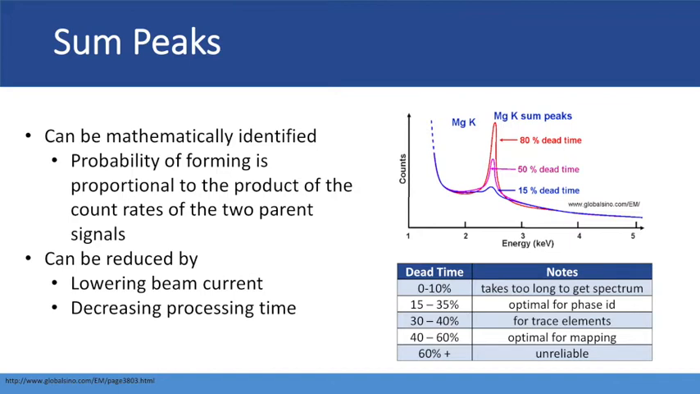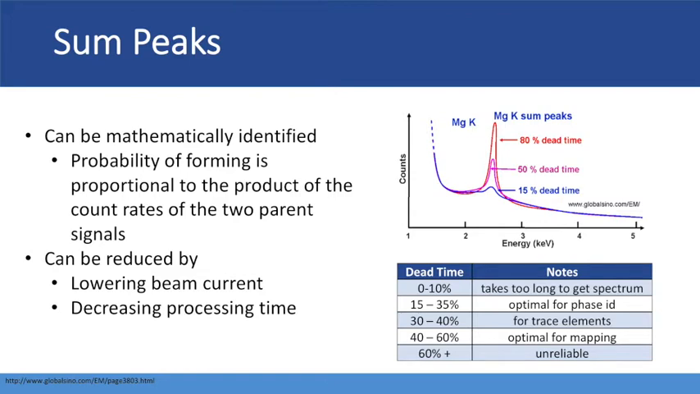You can see here that at a 15% dead time, the sum peaks are small compared to the higher dead times. Usually it is considered that a dead time of less than 10% leads to sum peaks that are of negligible intensity. On the other hand of the spectrum, when the dead time is over 60%, the data is really not that reliable because so much has been rejected and any sum peaks would be noticeably large.